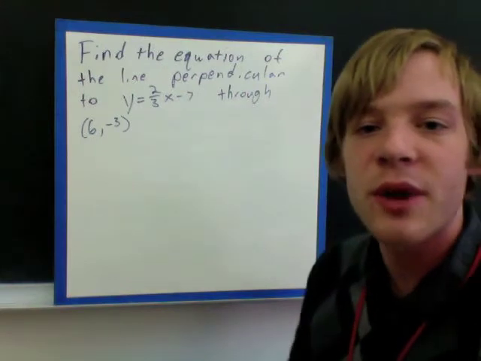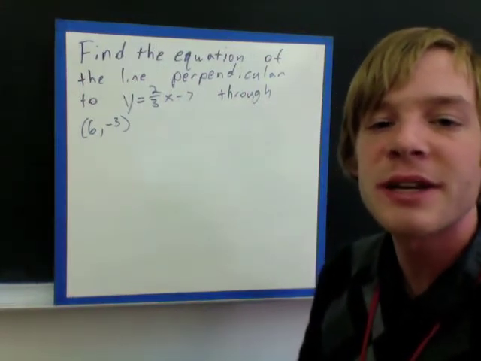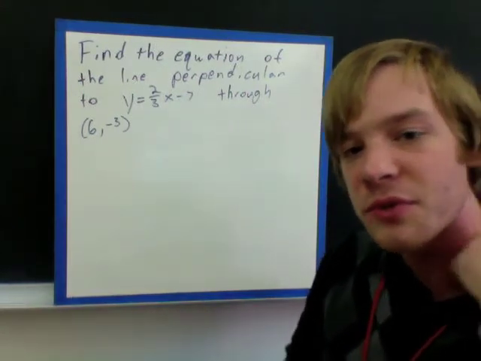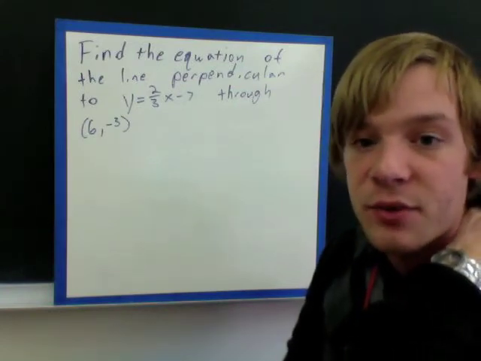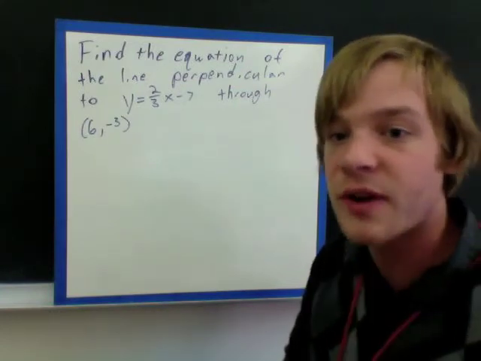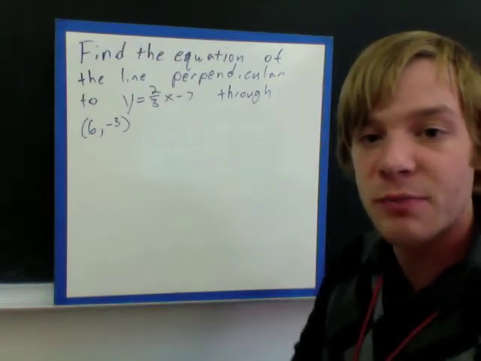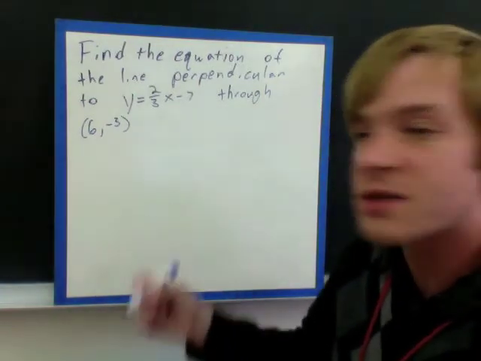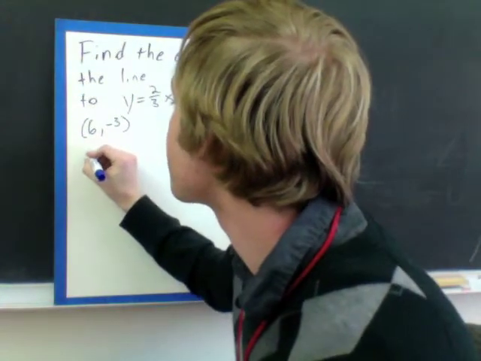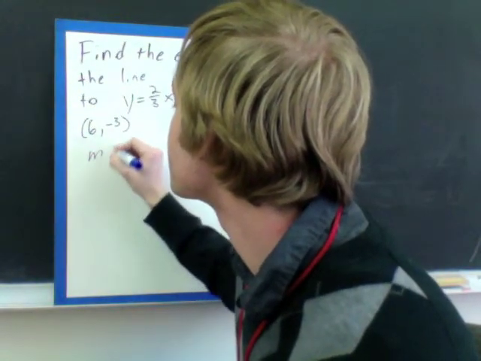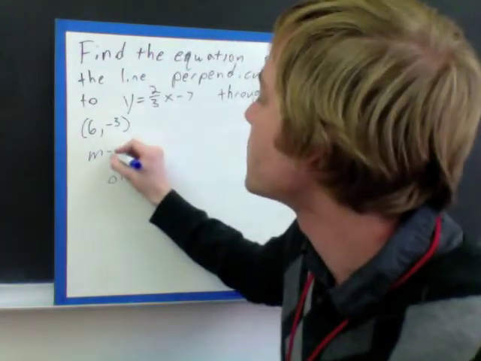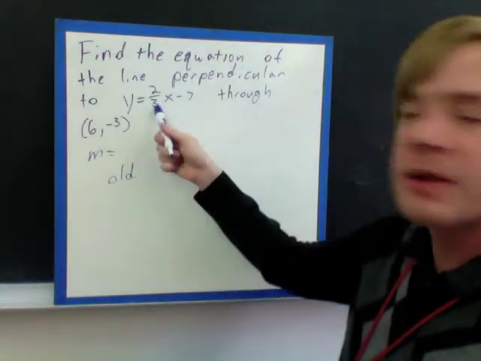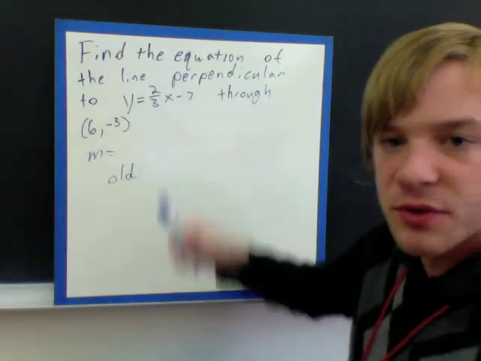Alright, so right here, we're asked to find the equation of a line perpendicular to y equals 2/3 x minus 7 through the point (6, -3). Well, first, we need to find our slope. So first, I'm going to write the old slope. So the old slope is the slope that's here in this line, 2/3.